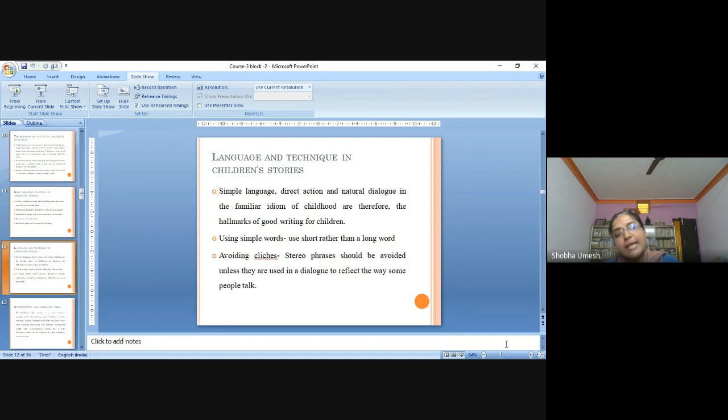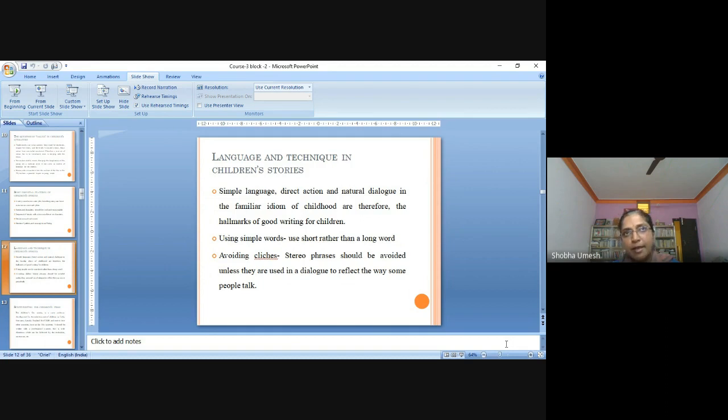And also language is very important in children's stories, because the simplest language has to be used in writing. Simple language means it should always be direct in action, with natural dialogue in the familiar idiom of childhood, which are the hallmarks of good writing for children. So the simplest of the simple language has to be used in narrating stories for children. And it should be direct. There should not be indirect speech in writing the story.